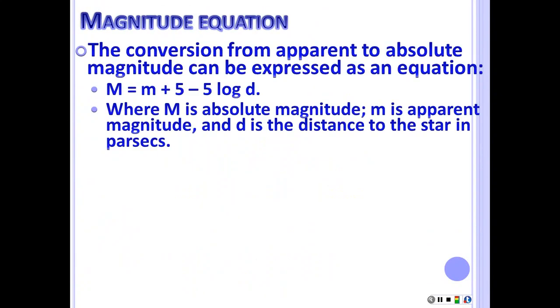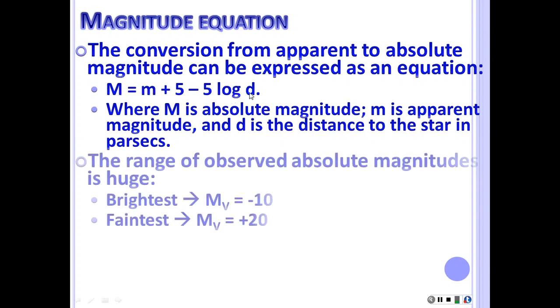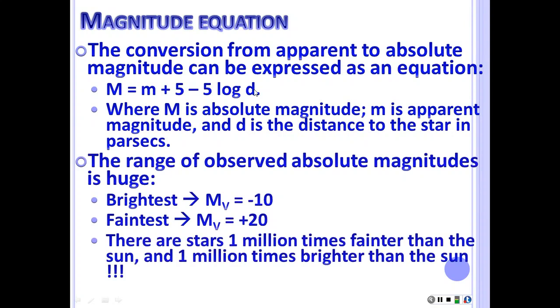We've got this idea that's called the magnitude equation, which gives us the absolute magnitude in terms of the apparent magnitude and the distance. And these are always in parsecs. And we find that when we have a measure of the distance to something, that we have absolute magnitudes, that's true brightnesses, that range from the very brightest are -10 in absolute magnitude, and the very faintest are +20.